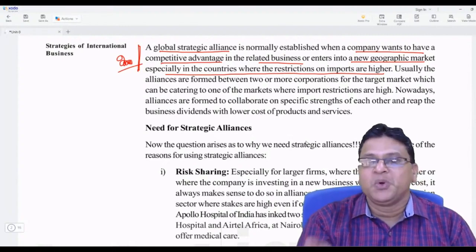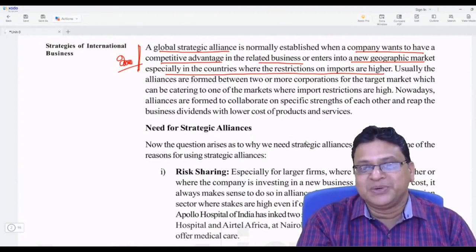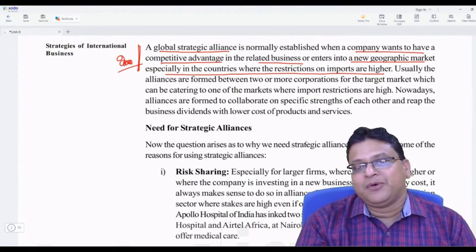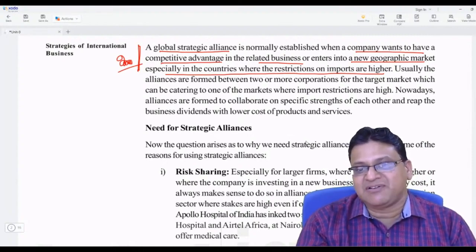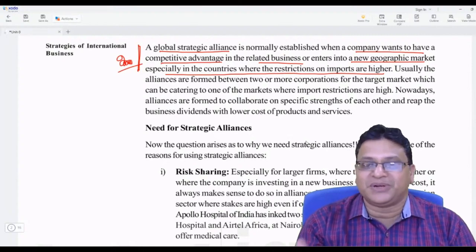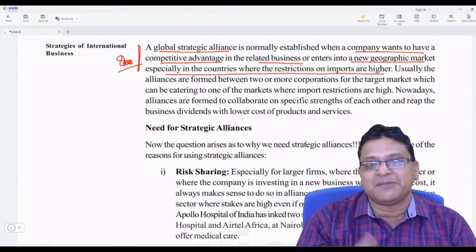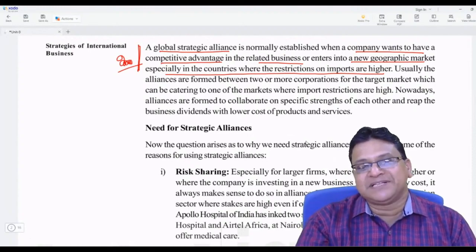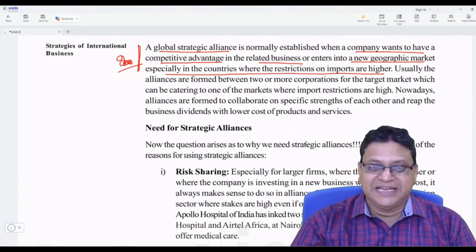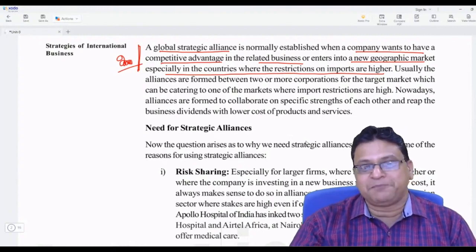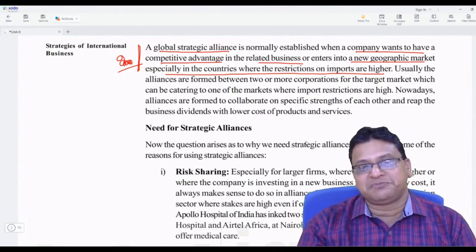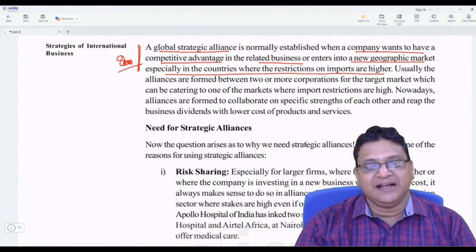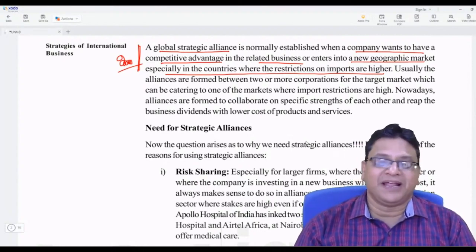Let's take an example. Walmart wants to come to the Indian market. But there is a restriction in the Indian retail industry for multi-brand retailers to enter the Indian market. So Walmart wants to do online retail business in India. So it takes the help of Flipkart. It makes an alliance with Flipkart to do the online business in India. So it's a type of global alliance.